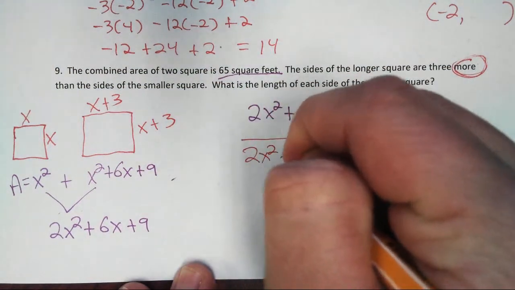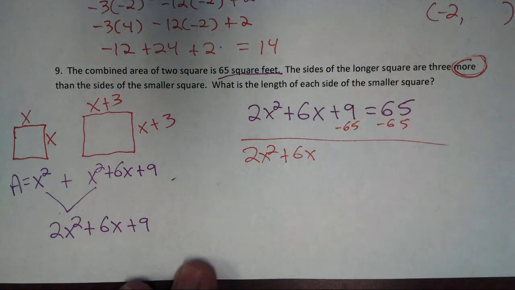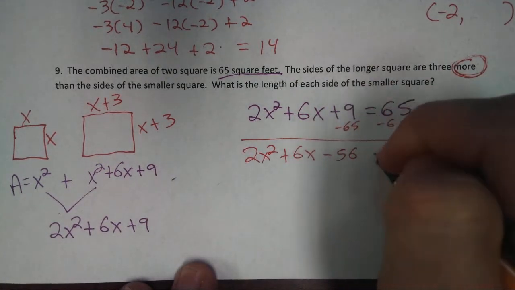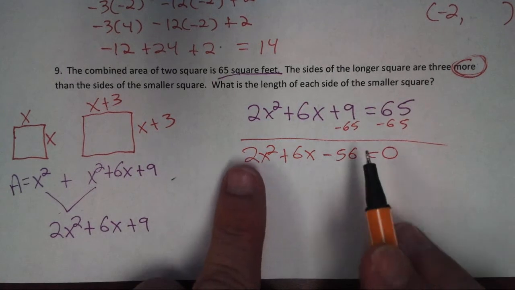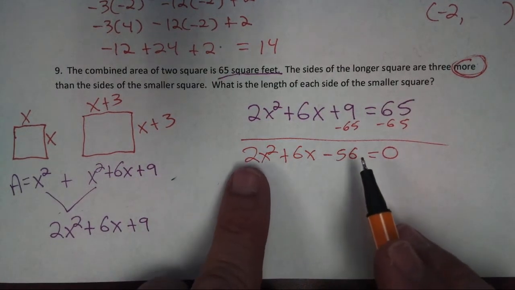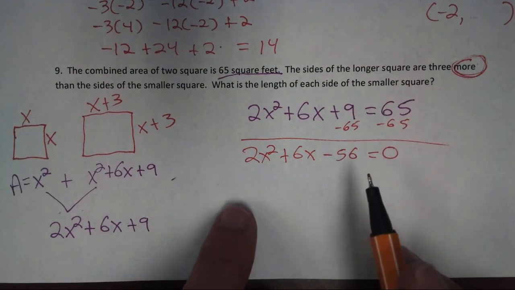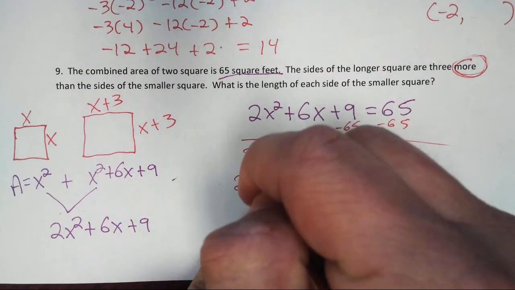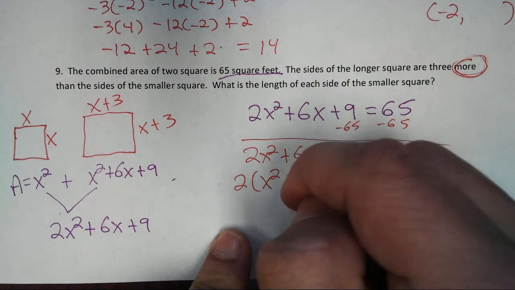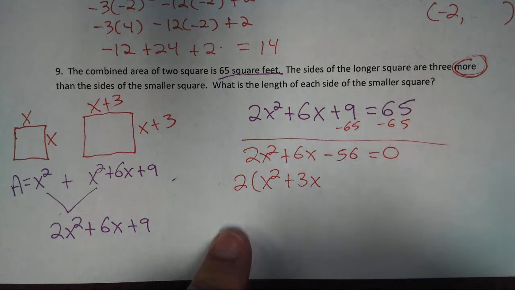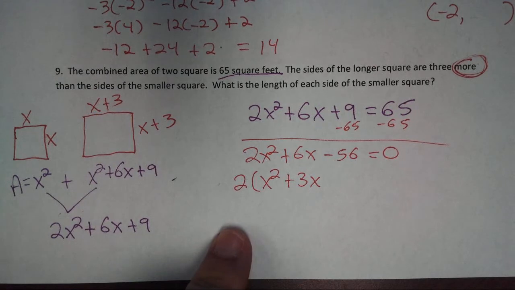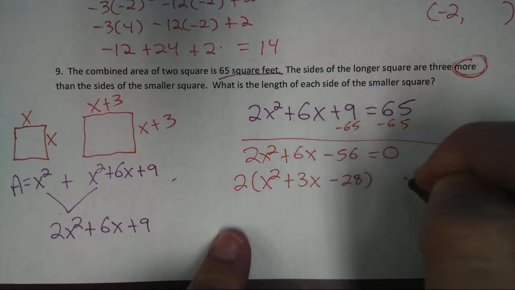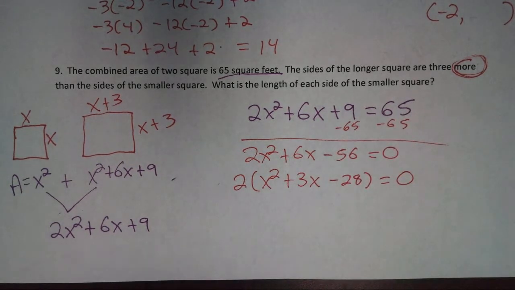So 2x squared plus 6x, and we have 9 take away 65, which puts us at negative 56 equals 0. We could go straight to the quadratic formula, but the first thing we should really try to do is factor, and they do have a GCF. 2 goes into all of them. So I'm going to pull out the 2. So this becomes x squared plus 3x, and 56 divided by 2 gives us 28. So a minus 28 equals 0.